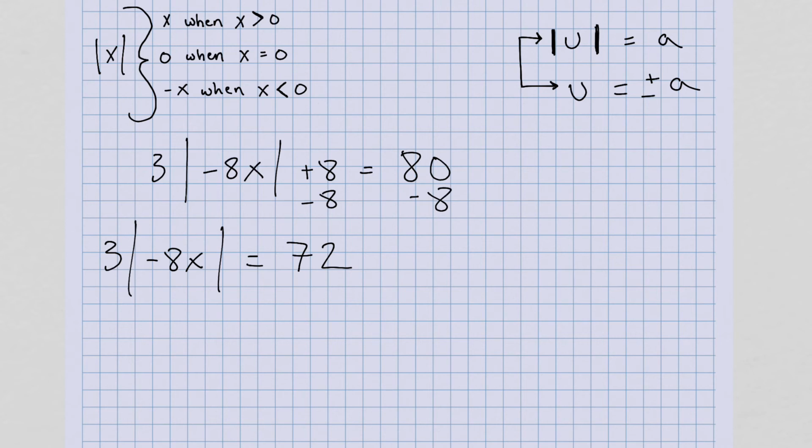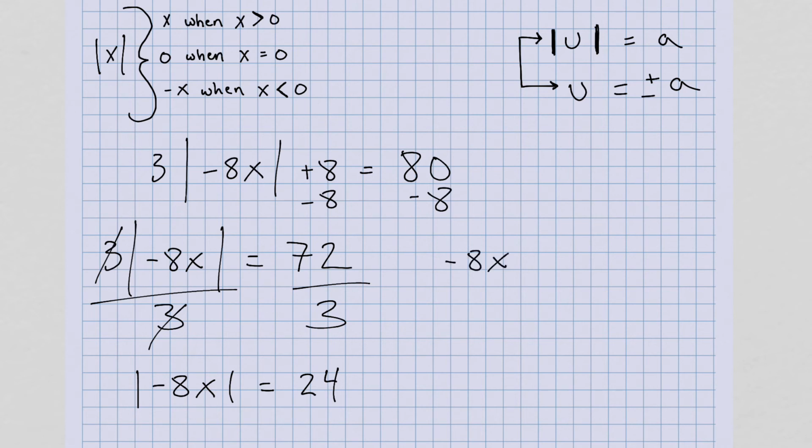Okay, and now once again we need to get this absolute value by itself. So we're going to divide both sides by 3. That cancels out here and here. What we're left with is the absolute value of negative 8x equals 24. Now at this point we could take down the absolute value sign. So we have the absolute value all by itself on the left-hand side of this equation. That's our goal. First thing you want to do, get this absolute value by itself. So now we can say that negative 8x equals plus or minus 24. Taking down the absolute value signs, this is what we're left with.